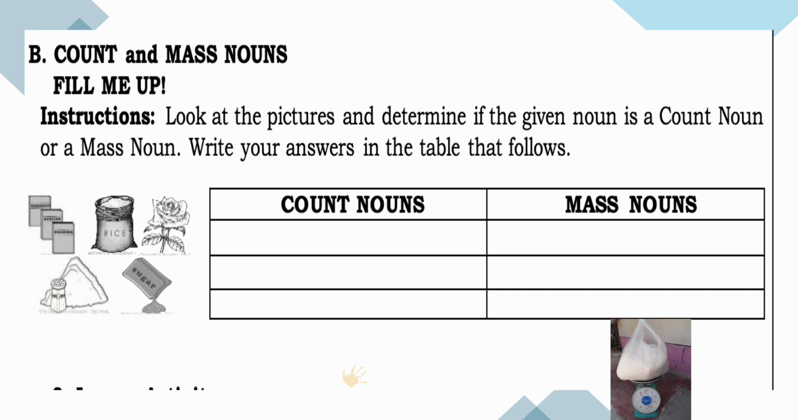So I guess you now understand what count and mass nouns are. So I would like you to do this activity. Can you see the pictures on the left side? Okay, you will write or you will place them on the correct table. If they belong to count nouns, then you have to write it here under count nouns. If it's mass noun, then you write it here below mass nouns.